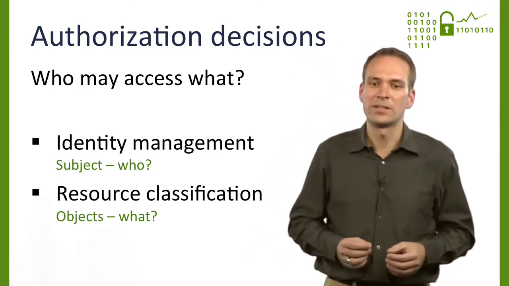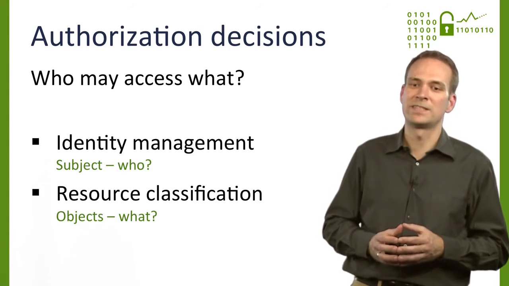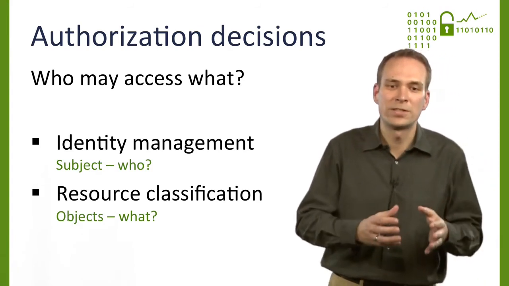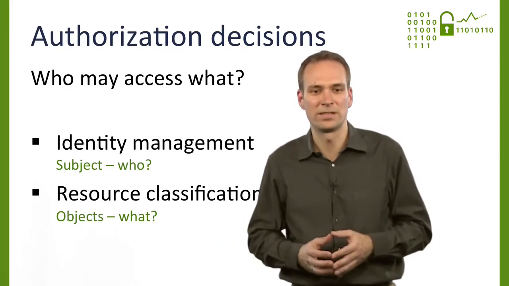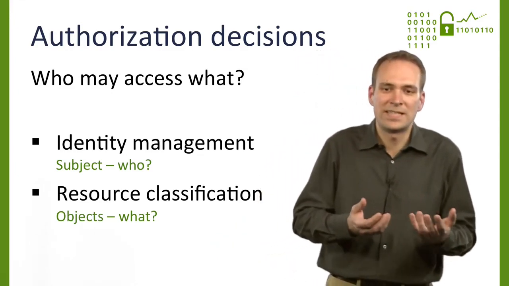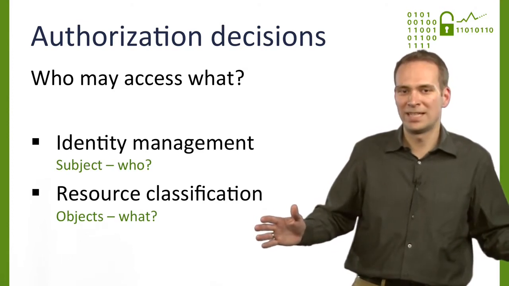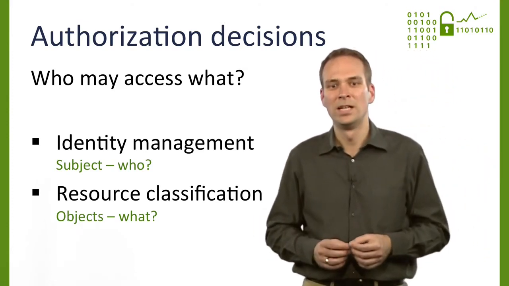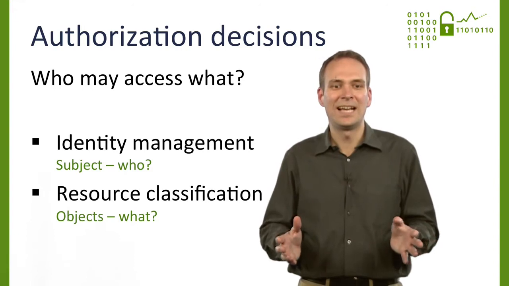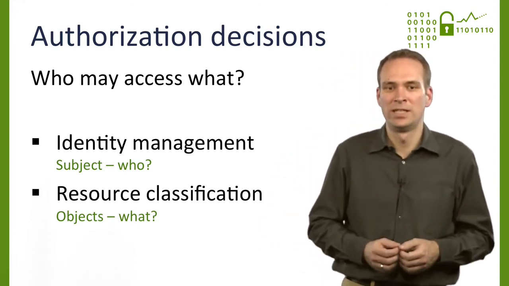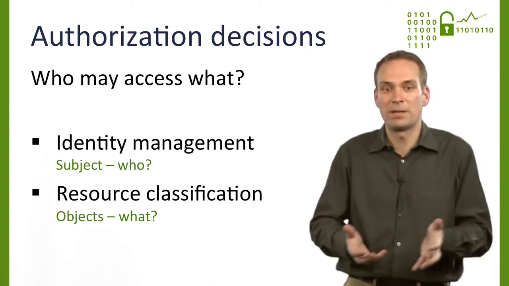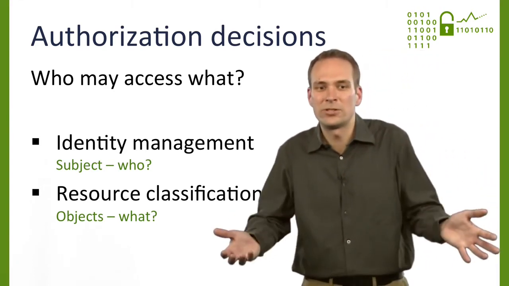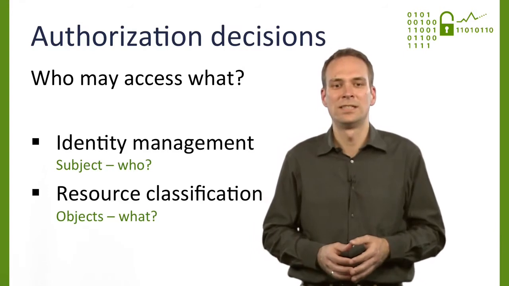Like subjects, we also have to manage the objects of authorization decisions. This refers to enumerating and classifying all information assets of an organization. Challenges to this end are the sheer amount of information and their dynamics over time. New information is generated, and classification grades may change. For instance, a press release must be treated as confidential before the release date and public thereafter. However, a draft version of it must remain confidential.